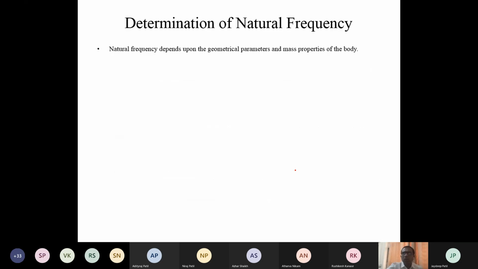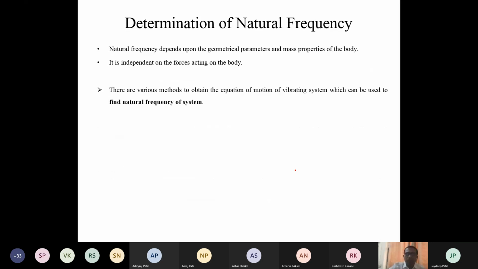Okay. Now here, there are various methods used to find out the natural frequency of the vibrating system. Those methods are used to obtain the equation of motion. First of all, we have to find out the equation of motion of the given system. If you are given a vibrating system, or a simple pendulum, meaning a weight attached at the end of a string, and you have to find out the natural frequency of that system, first of all you have to make an equation of motion for that given system. Once you get the equation of motion, you have to compare it with the equation of simple harmonic motion.